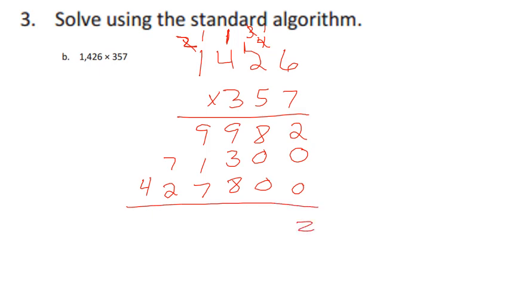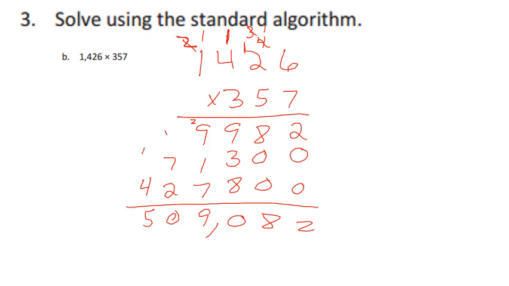Now we have 2, 8, 9 and 3 is 12, and 8 is 20. Carry our 2. 9 and 2 is 11, 12, 19. Carry our 1, and 1 is 10. Carry our 1, and 4 is 5. 509,082. Since I didn't do an area model, let's do an estimate to verify it.